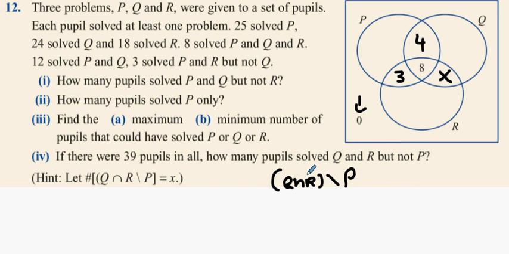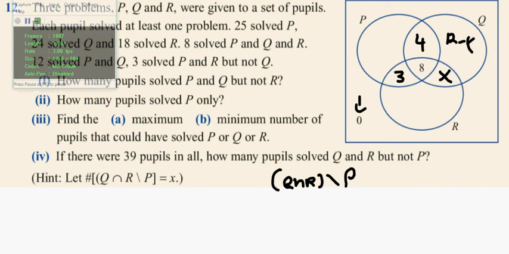Everything in Q intersection R that's not in P. That's that little section there. Now all of a sudden you can sort of try a maximum minimum problem here. You can add them all up and take them away from Q. So it's 24, take away 4, take away 8 is 12. That's going to be 12 take away x. Hold it. For home.